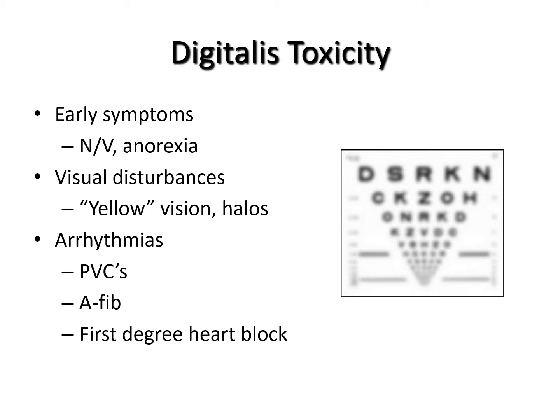Arrhythmias are also a symptom of dig toxicity. We can have an irregular pulse. We can have bradycardia, very slow heart rates below 60 beats per minute. We can have, as we see here, premature ventricular contractions. The patient may feel palpitations. We can even have the development of atrial fibrillation and first-degree heart blocks. So arrhythmias are also a common symptom of dig toxicity.